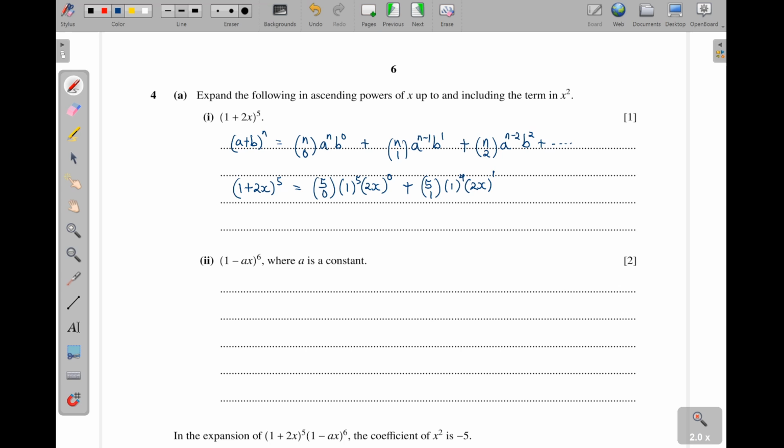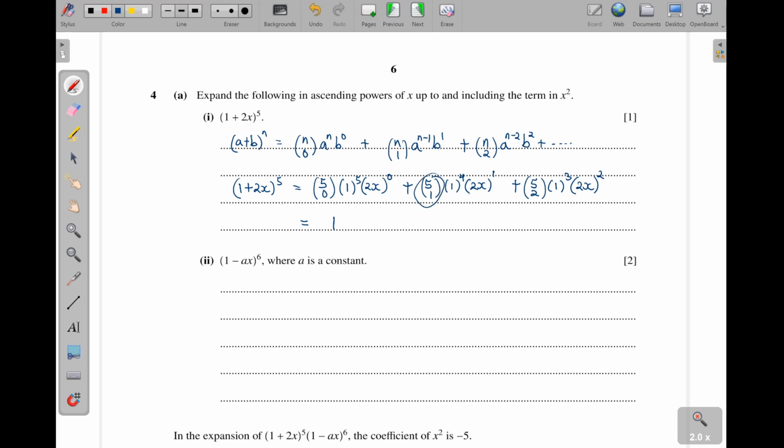Then we shall have 5 combination 1, then 1 power 4, then 2x to the power of 1, okay? And then from there, we have 5 combination 2, then 1 power 3, then 2x to the power of what? 2, because we are ending in the term in x squared. 5 combination 0 is a 1, even this one is a 1, even this one is a 1. So altogether, here we get a 1.